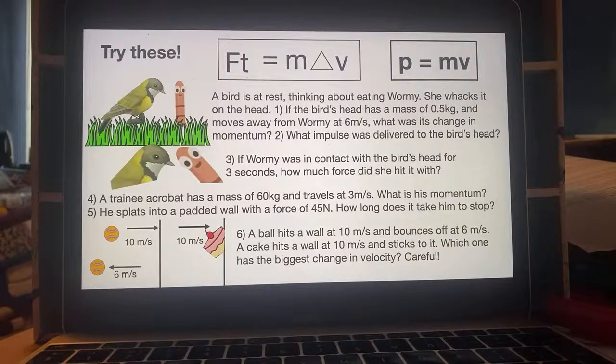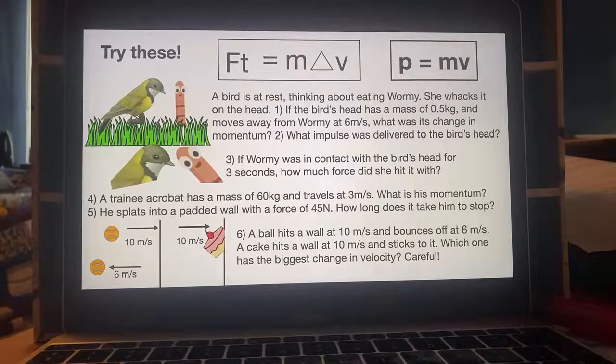If you've been to my website, you've downloaded my free printouts, you've got these in front of you, but if not, don't worry about it. You can just read it from the board. So impulse, Ft, equals mass times change in velocity, which is the change in momentum of a thing. And P equals mv, right?